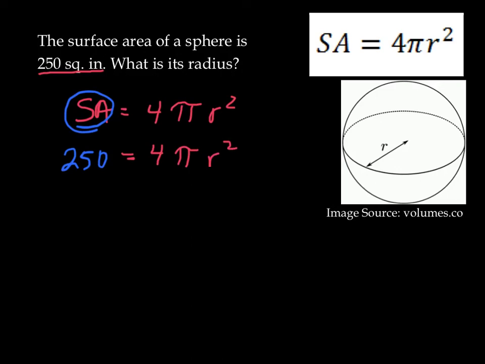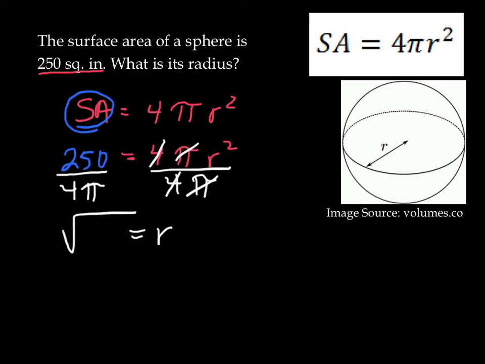Okay, we'll now divide each side by 4 pi. On the right side, 4 divided by 4 is 1, and pi divided by pi is 1. And all we're left with is r squared. So now we have r squared is equal to 250 divided by 4 pi. Well, then we can find r by square rooting r squared. So we'll square root both sides of the equation. In other words, r will be the square root of whatever this number is, 250 divided by 4 pi.